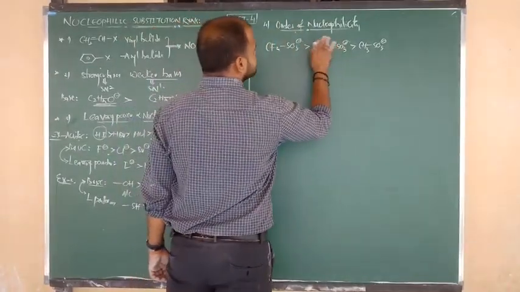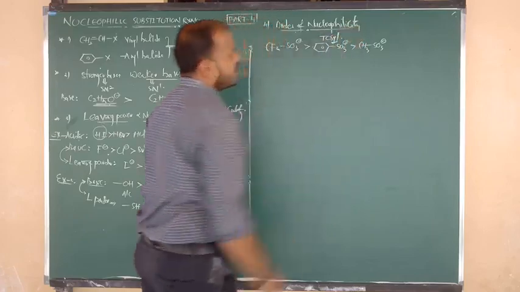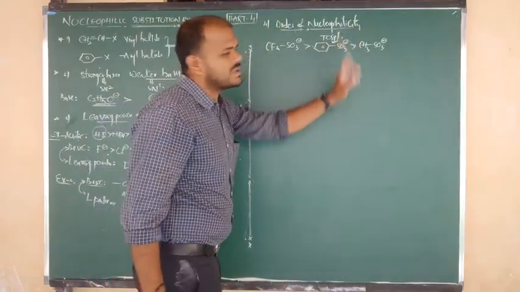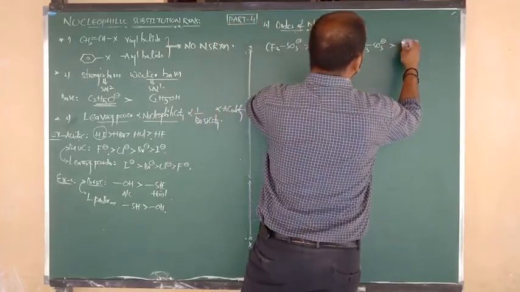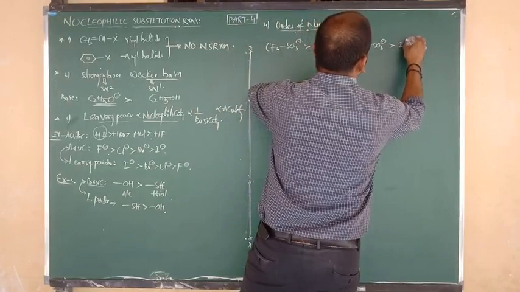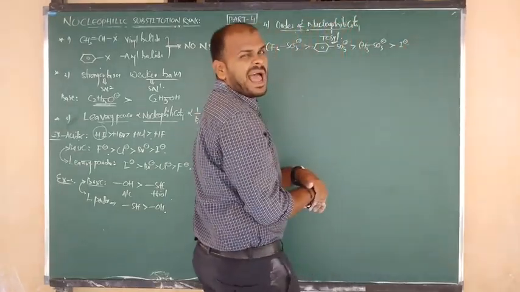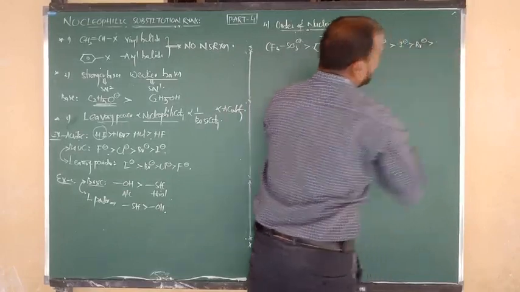But another name of this compound is nothing but the tosyl group. Try to remember tosyl. Tosyl means benzene connected to SO3 minus. So this is the order of leaving power. And after that we have to consider CH3SO3 minus. Next we can write iodine, I minus. And next one is Br minus. It contains more leaving power.